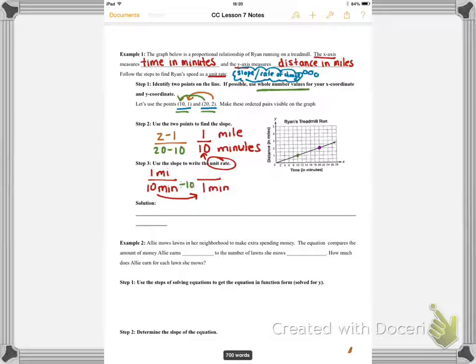A number divided by itself gives you 1. So 10 divided by 10 is 1 minute. But that also means we want to divide the numerator by 10 because we want an equal fraction. And so then we have 1 mile divided by 10, and that gives us 0.1 miles. And so our solution turns out to be that Ryan's speed is 0.1 miles per minute.